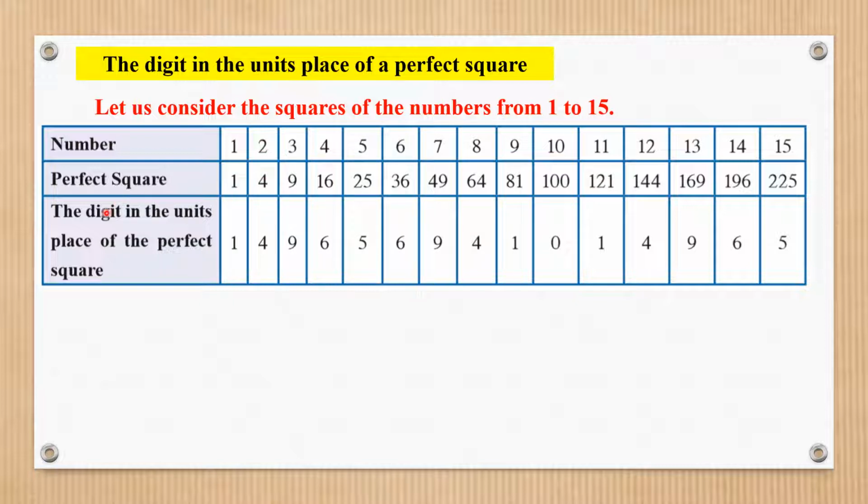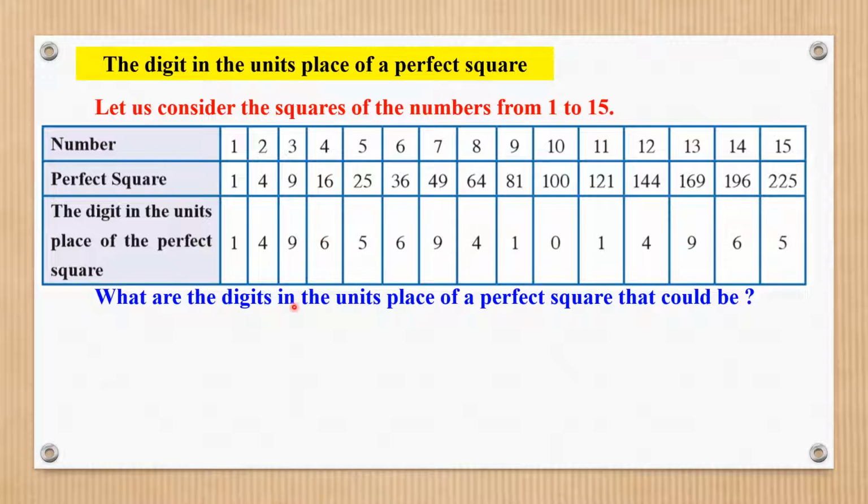Now you can see I have mentioned the digit in the unit place of these perfect squares in our third row. 1, 4, 9, 16, the last digit is 6, 25, the last digit is 5. 36, last digit is 6, 49, last digit is 9. Likewise, we can find the last digit of these perfect squares. And now my question is, what are the digits in the unit place of a perfect square that could be?